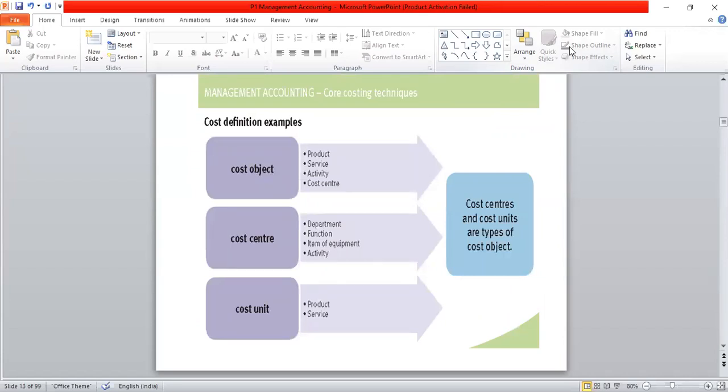Cost objects are any entity with which cost can be attributed. We call that cost objects. Cost objects could be cost centers and cost units, a subdivision in an organization. Okay. So if it is based on department, function, item of equipment or activity, we call them cost centers. The unit is whether it is per unit of a product or a service rendered. So then we call them cost units.